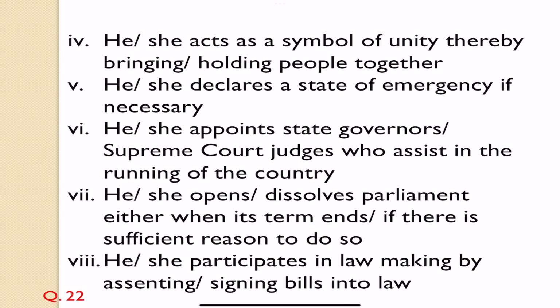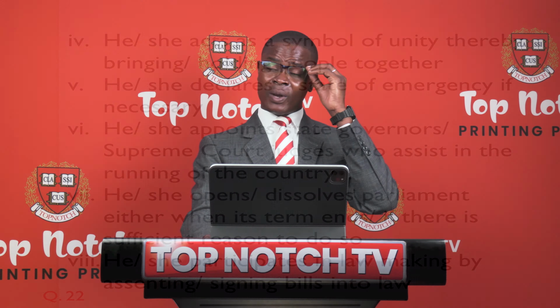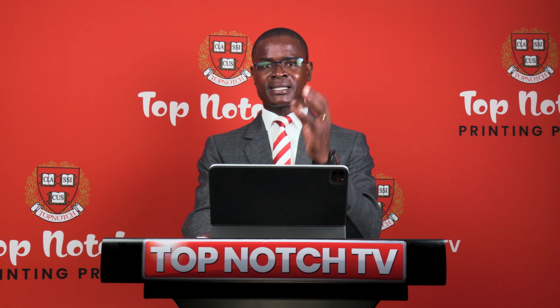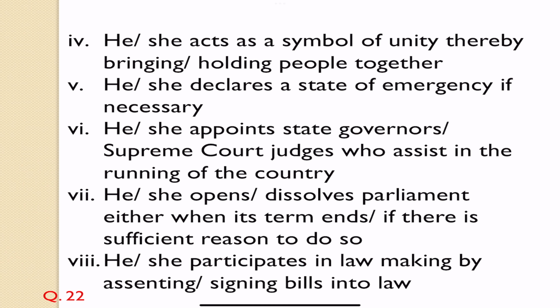The president is a symbol of unity, thereby bringing people together. When they speak, they don't speak to represent the views of their political parties. They speak to represent the views of India as a country. Therefore, they are supposed to unite, not to divide. Then he or she declares a state of emergency if necessary. The president has the powers to declare a state of emergency.